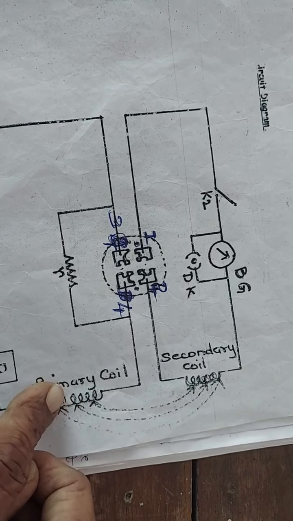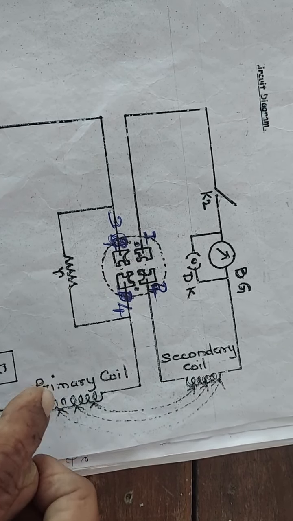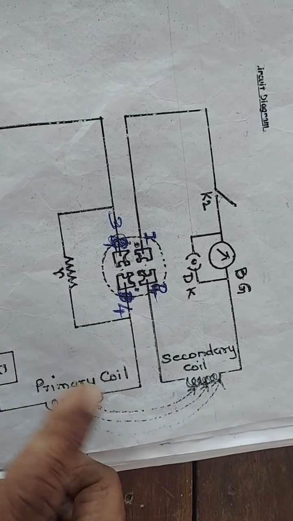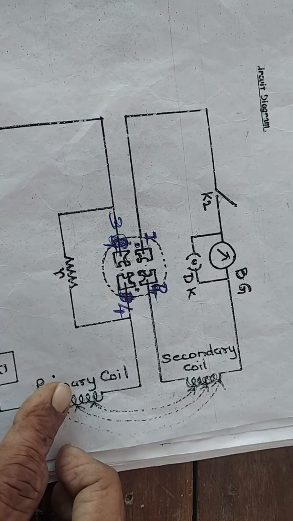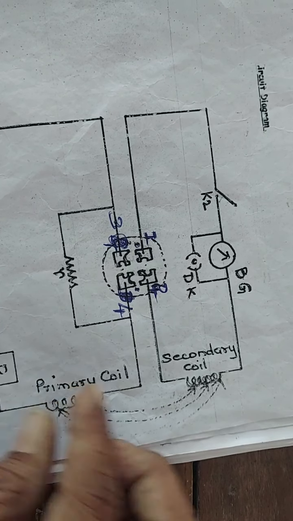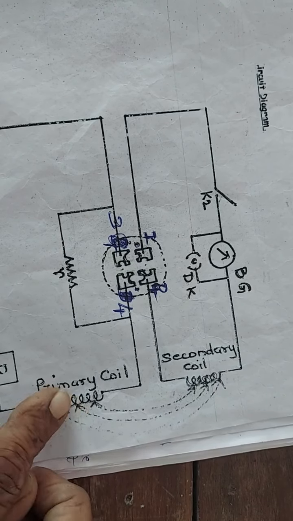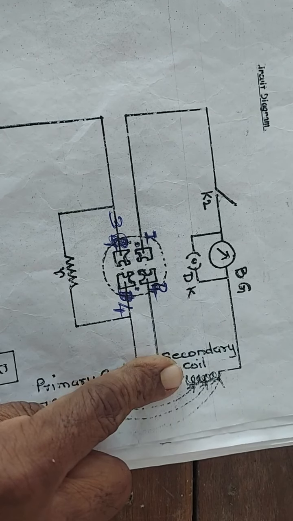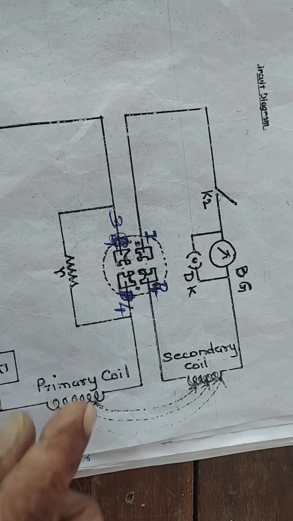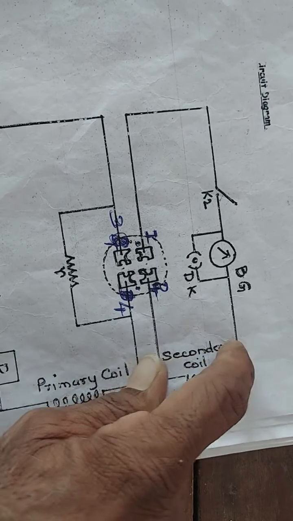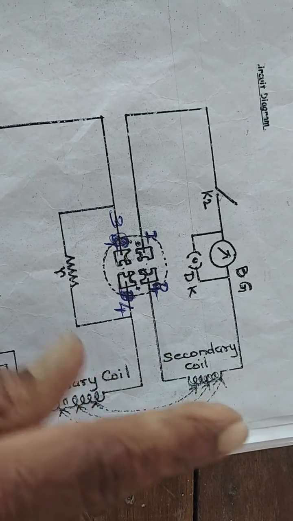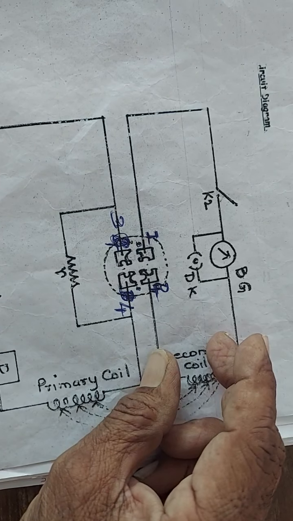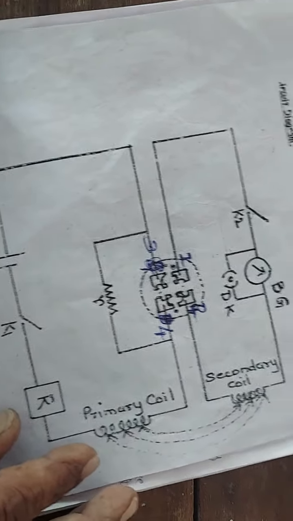When you pass current through the primary coil, magnetic flux is produced in the primary coil, and this magnetic flux is linking with the secondary coil. Whenever the current in the primary coil is changed, the magnetic flux linked with the secondary coil changes, and when the magnetic flux linked with the secondary coil is changing, EMF is produced in the secondary coil. That is called mutual inductance.